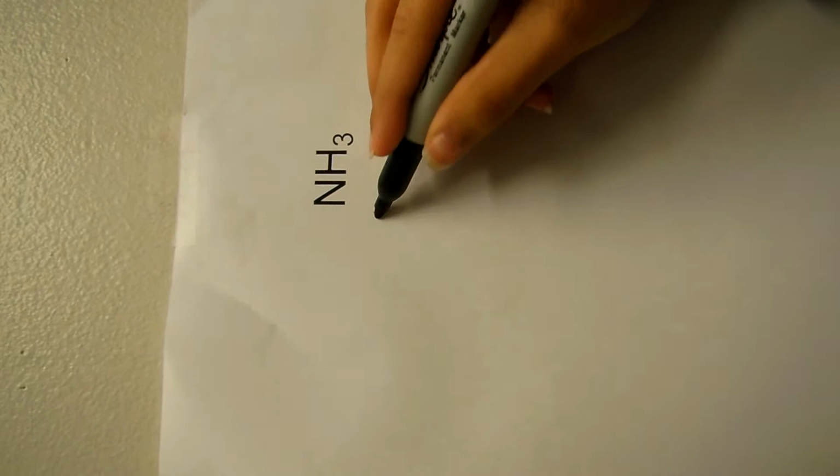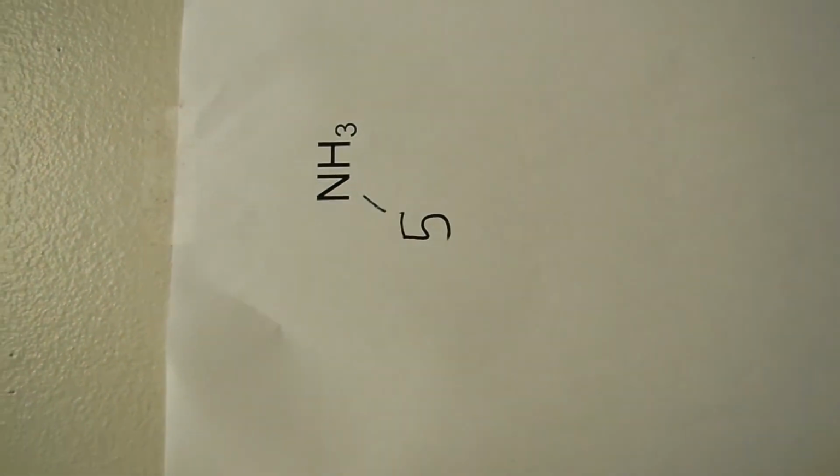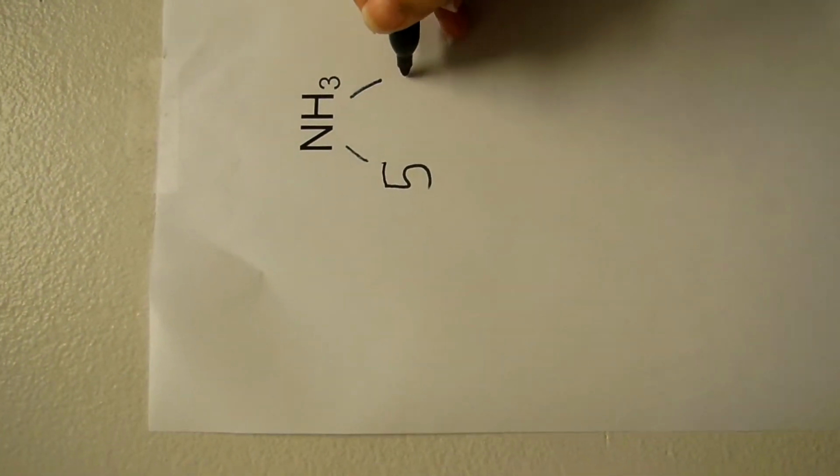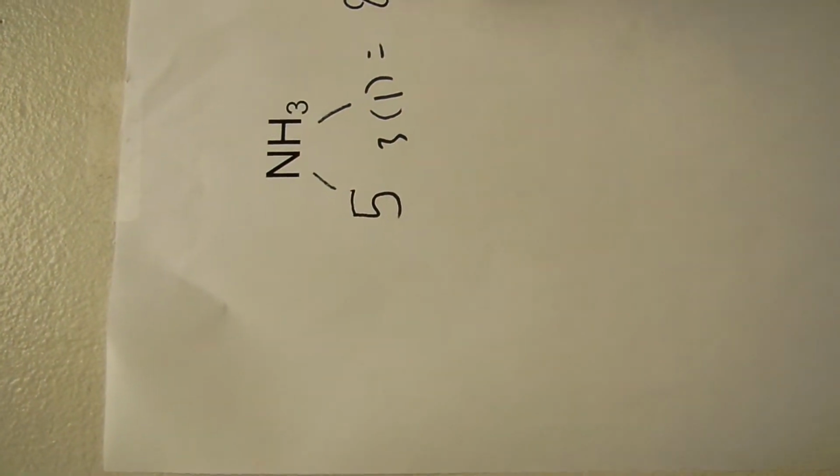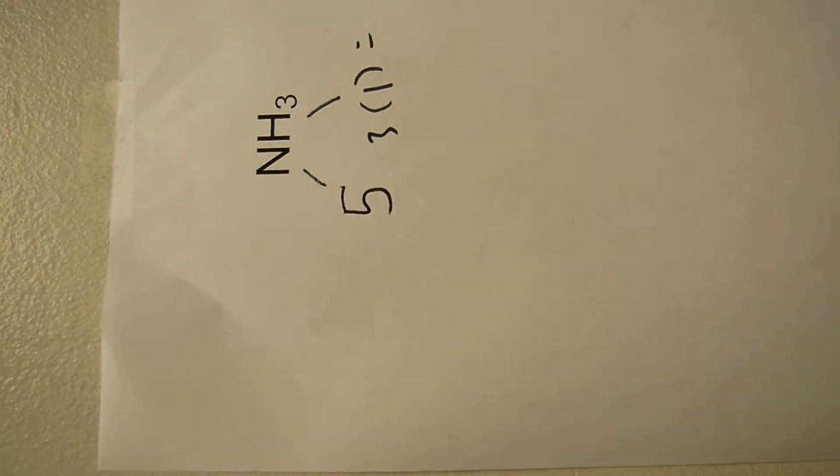Now, how do you do a Lewis structure? Number one, you determine the number of valence electrons. Let's use NH3 as our example. Looking at the periodic table, you see that nitrogen has 5 valence electrons and that hydrogen has 1, times 3, equals 8 total valence electrons.